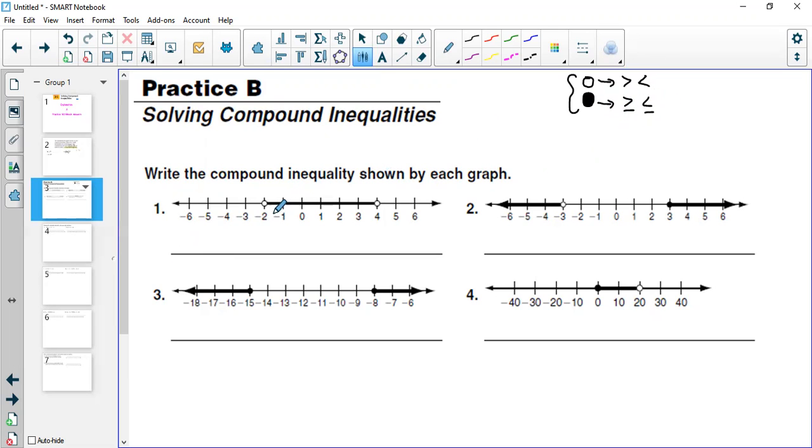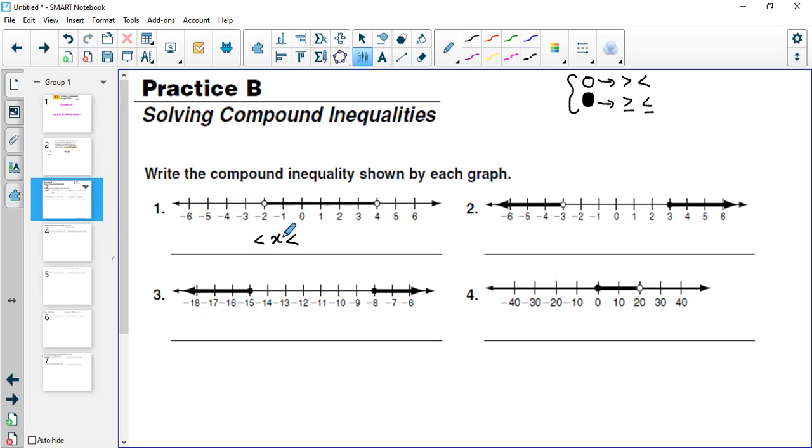Going forward, let's see what inequality this shows. These numbers have been connected, which means this inequality is going to be written in this form. There will always be a variable in between, not necessarily x.